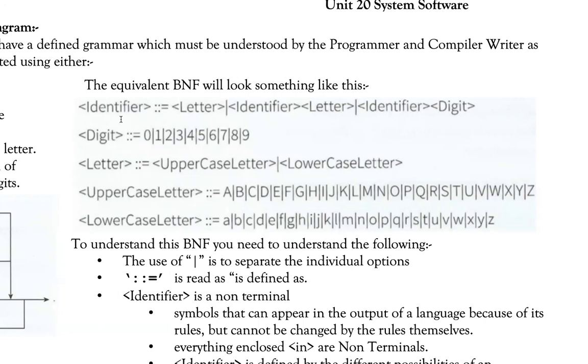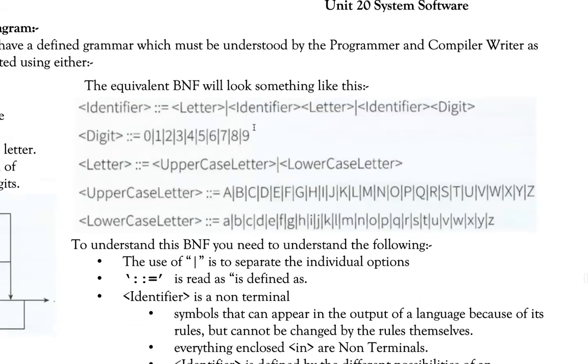So an identifier is defined by a letter, or an identifier followed by a letter, or an identifier followed by a digit. Now I've got three options here. So this bar is read as "or". It's basically separating the three options that I'm giving for the terms that can be regarded as an identifier.